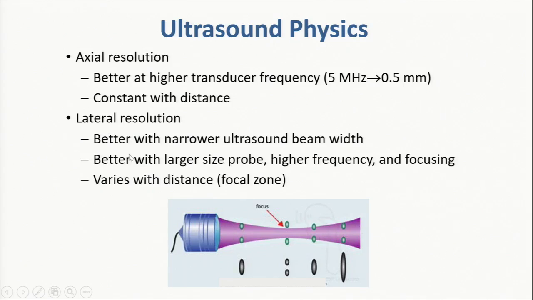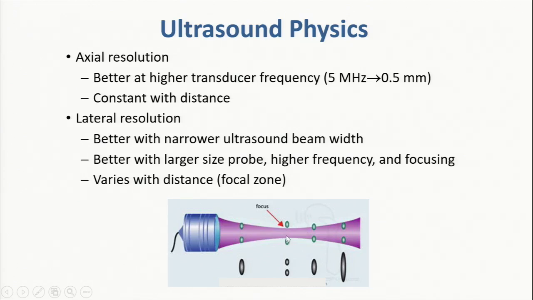And it turns out lateral resolution is better with that narrower beam, better with a larger probe size, and again, better with higher frequency, just like axial resolution, and it's also better with focusing. So what happens for lateral resolution is the transducer has the ability to narrow the beam down at a particular distance. And so what you can see here is that when the beam is wide, it's unable to distinguish these 2 objects as separate objects side by side.